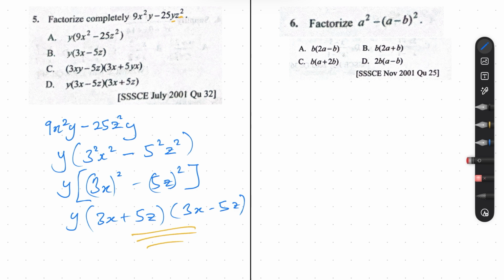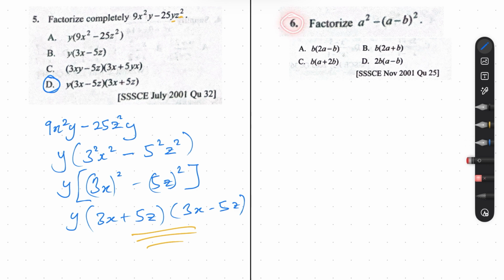Let's see if we have that among the options. Option D is y, 3x minus 5z, and 3x plus 5z, right here. So our answer is D. Cool. Let's move on to question number 6.